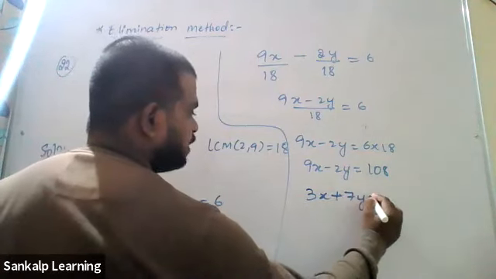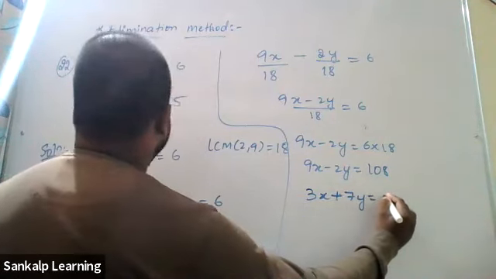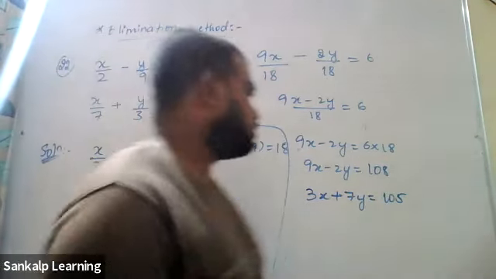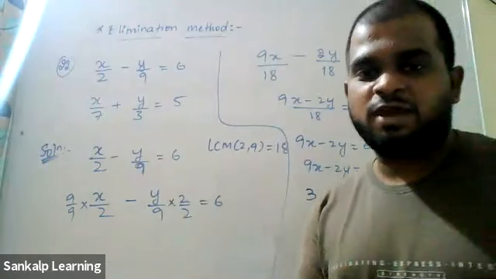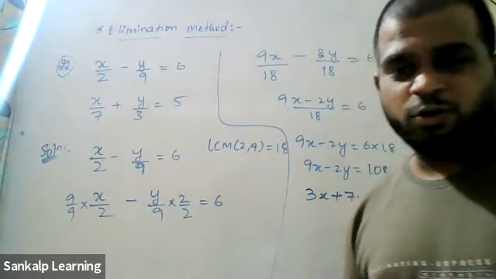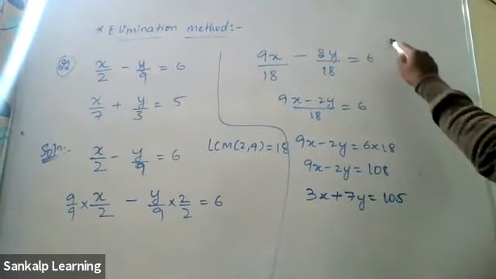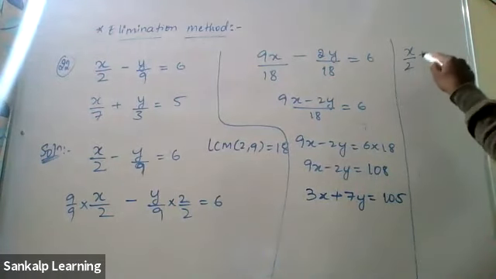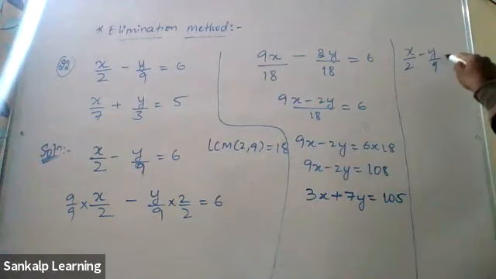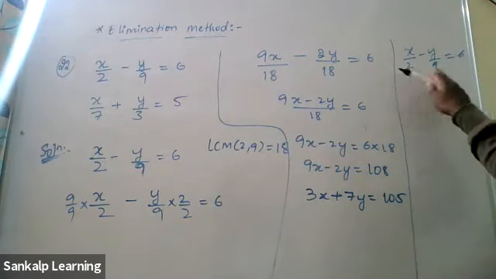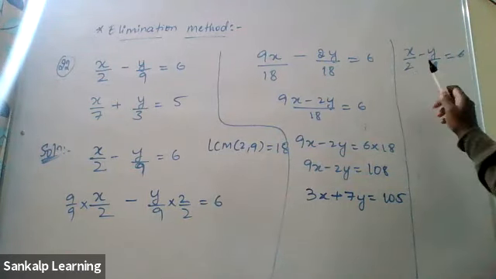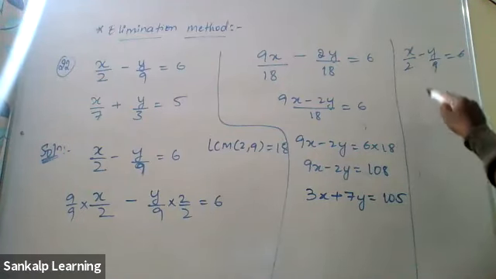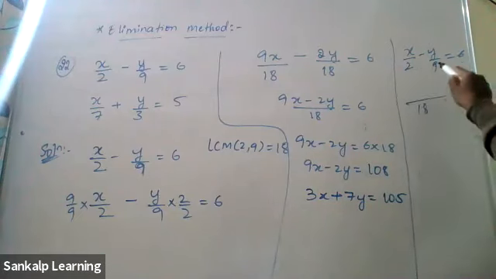3x plus 7y equal to 105. If finding the LCM is difficult, I'll also teach you another easy way. Just observe here. You might know it, but people who don't know it, just listen. I'll teach you another easy way. This is applicable only for two terms. What you have to do is multiply the denominators, 9 and 2. 9 2s are 18. Cross multiply.